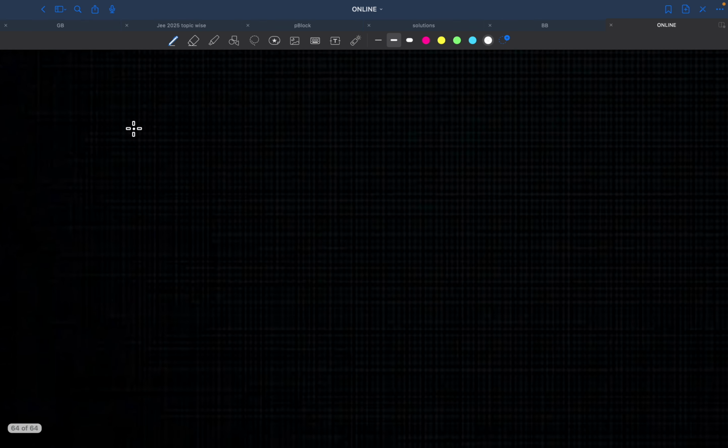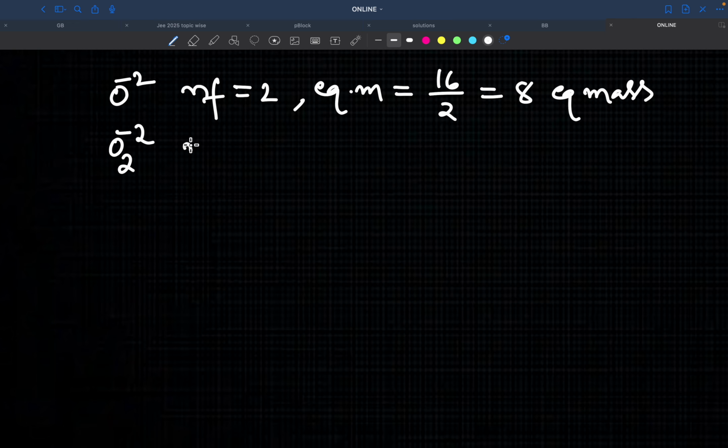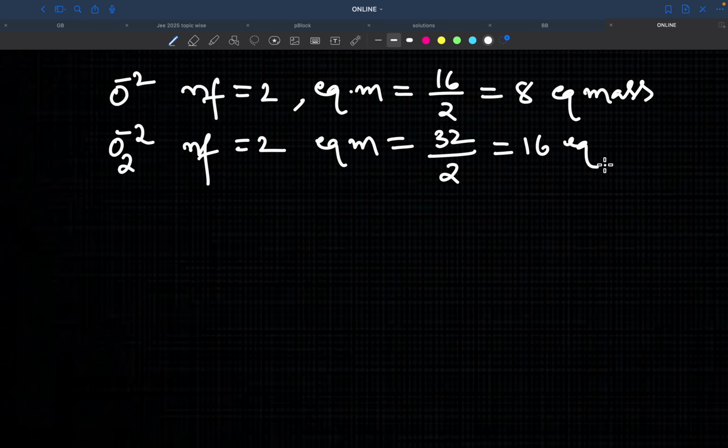For anions it is the negative charge. For example, O-2. What is the n factor here? 2. So equivalent mass equals, what should I write? Oxygen is 16, correct. 16 by 2 equals 8 is the gram equivalent mass of oxygen. If O2 minus 2 is asked, the n factor is 2, but since you have two oxygens, it is 32 over 2, which is 16, the equivalent mass.